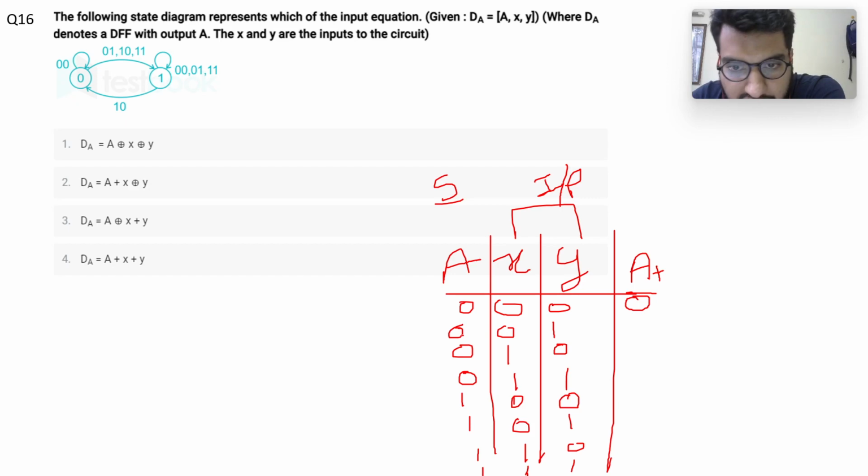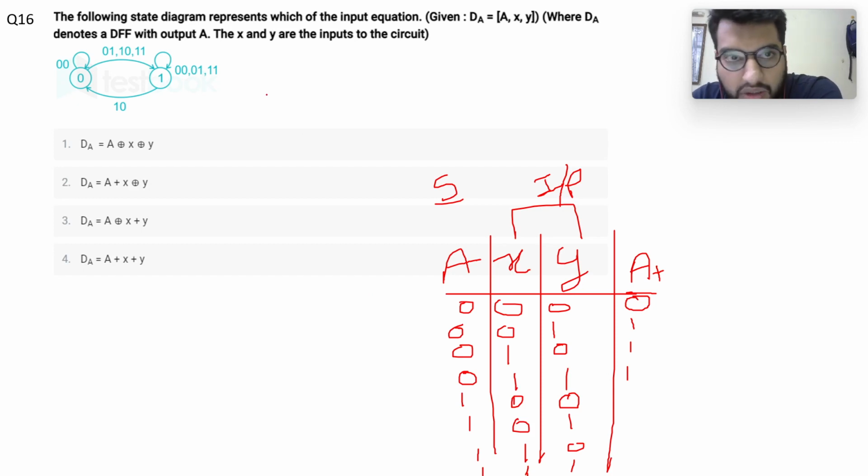My present state is 0 and my inputs are 0 1. Where am I going? I am going to 1. My present state is 0, my inputs are 1 0. Where am I going? I am again going to 1. My present state is 0 and my inputs are 1 1. Where am I going? I am going to 1 again.